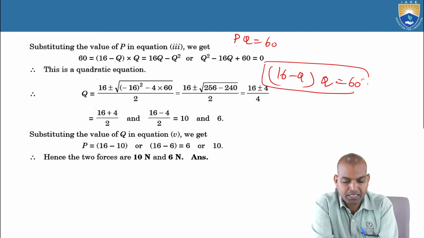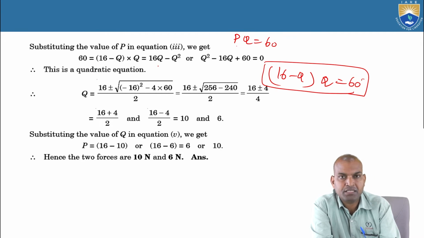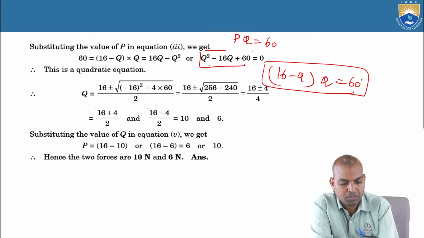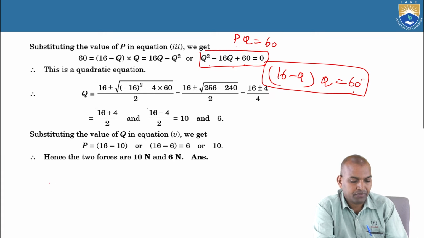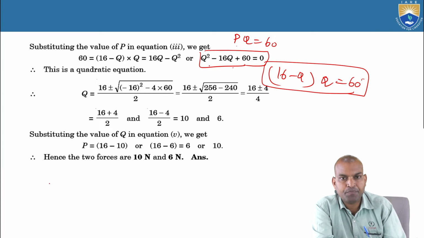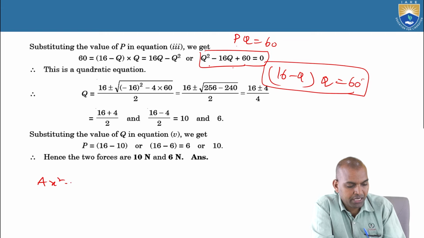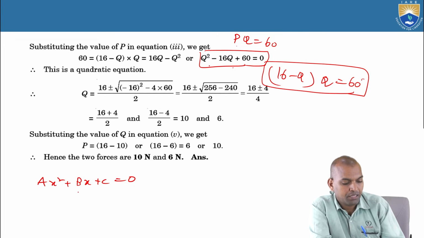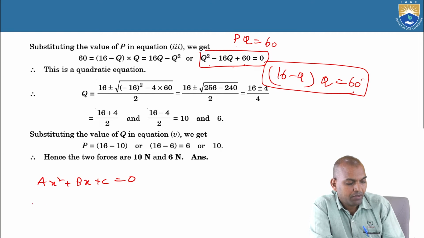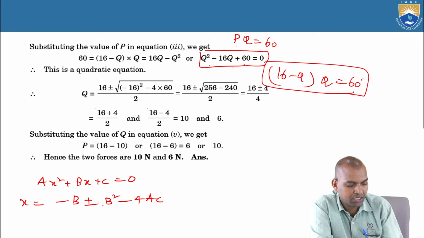It is like a quadratic equation. If we simplify it, that is q square minus 16q plus 60 equals 0. This is a quadratic equation. When the quadratic equation is in this form and we want to find the q value, suppose the equation is ax square plus bx plus c equals 0, then what are the roots? x equals minus b plus or minus the square root of b square minus 4ac, divided by 2a.